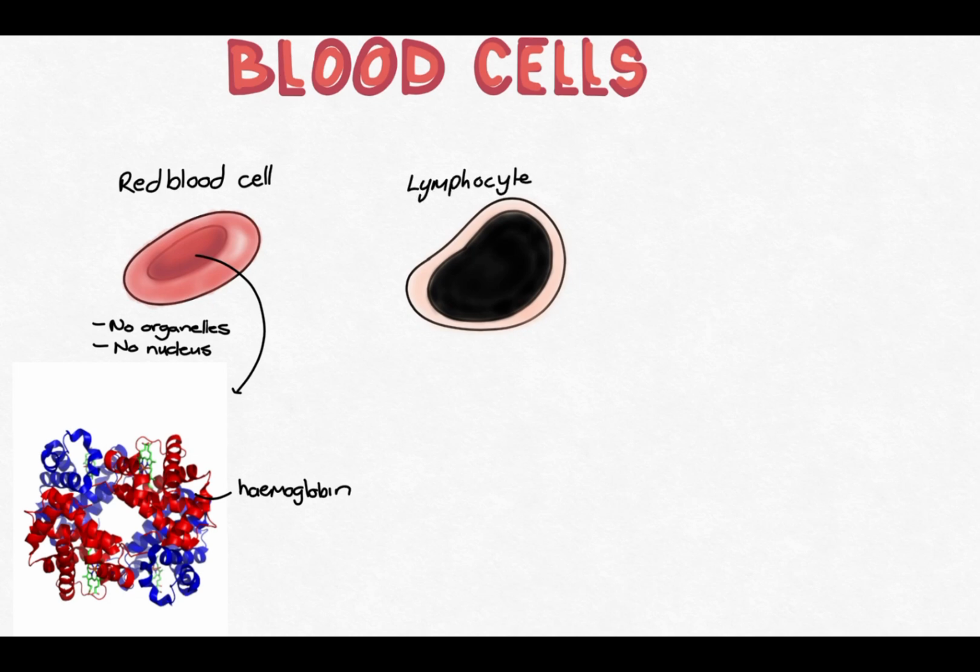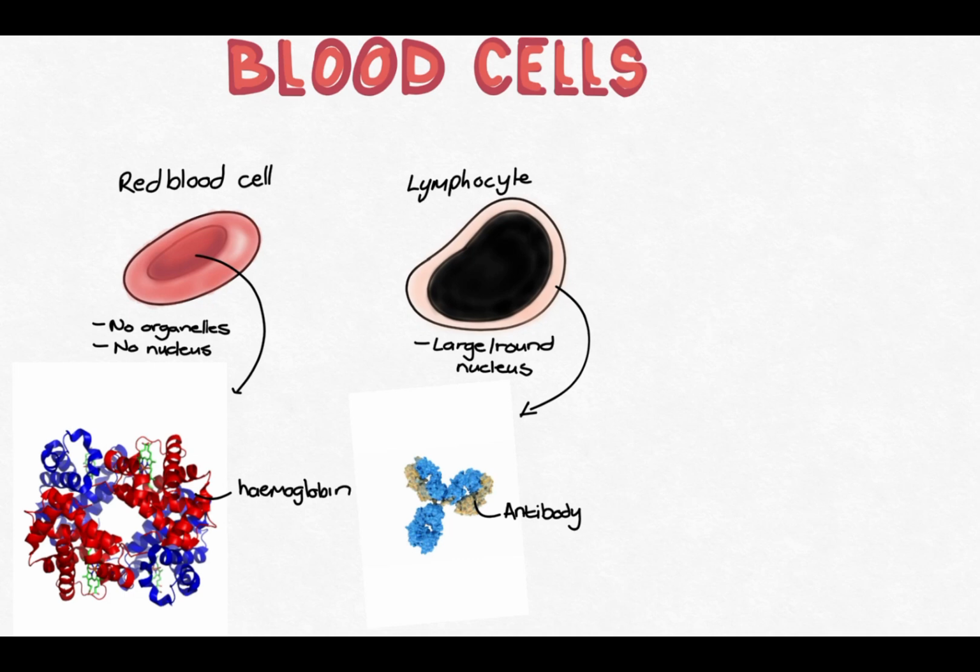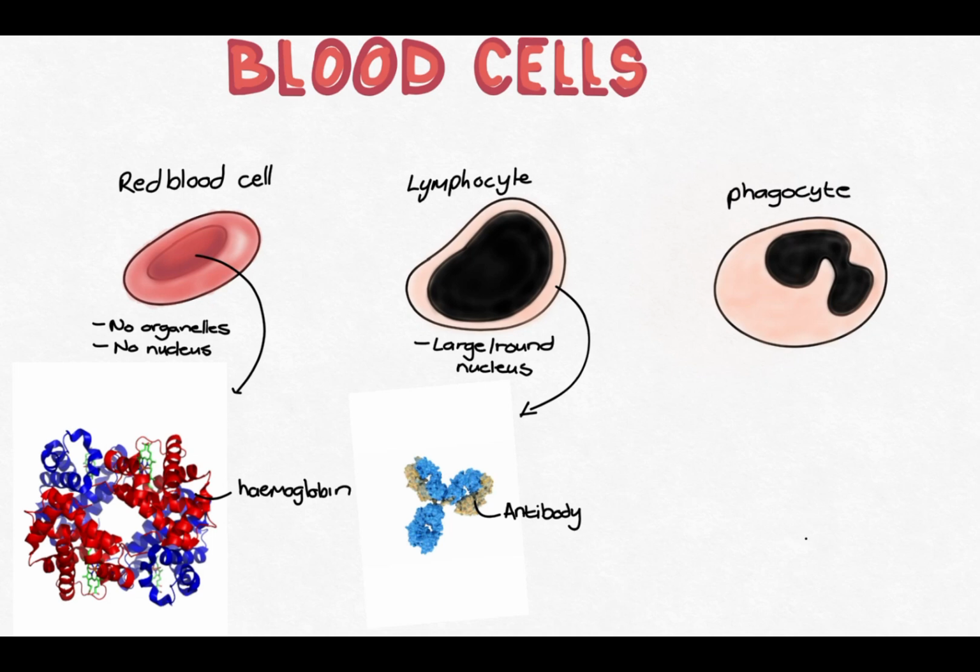We then have lymphocytes. Lymphocytes is one of our white blood cells. They have a very large round nucleus. They are responsible for the production of antibodies. Antibodies are able to attach to specific cells, more commonly foreign cells, and tag them to be destroyed. Now, the last cell that we're going to look at is a phagocyte. Now, a phagocyte is also a type of white blood cell. Now, the phagocyte can be identified by its nucleus that has an irregular shape or is lobed. They also have a more granular cytoplasm.